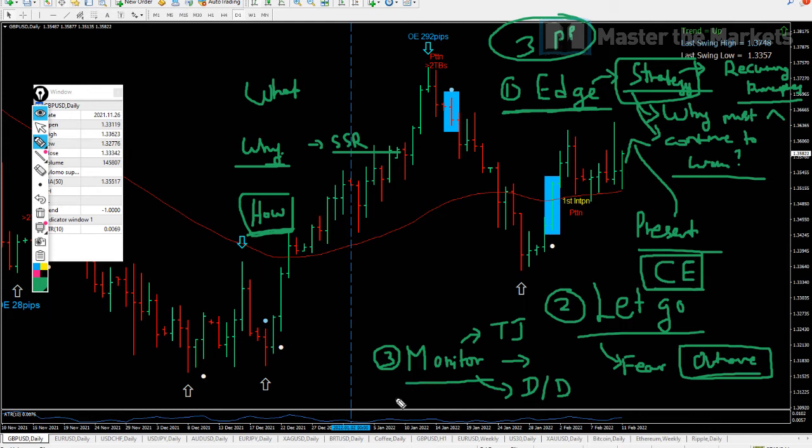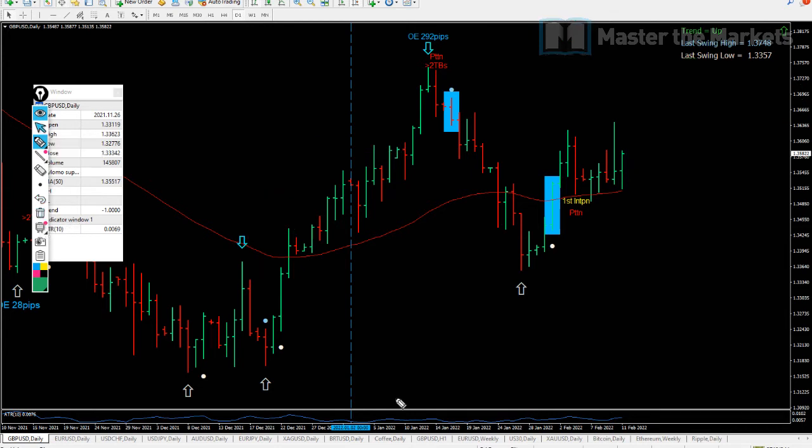Right, traders, so that's the three-part plan. Just to recap, the first part is edge, and the main question you've got to ask is why must your strategy continue to work? Second, let go of the outcome, keep yourself in the present moment. Third, monitor your strategy performance, especially your drawdowns. Okay, all right, so that's all from me on this topic.